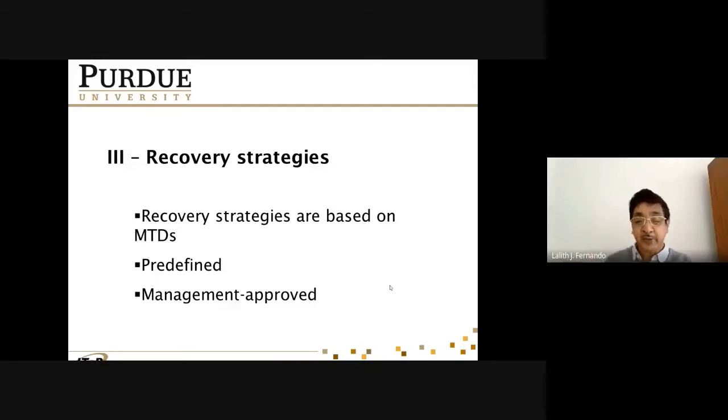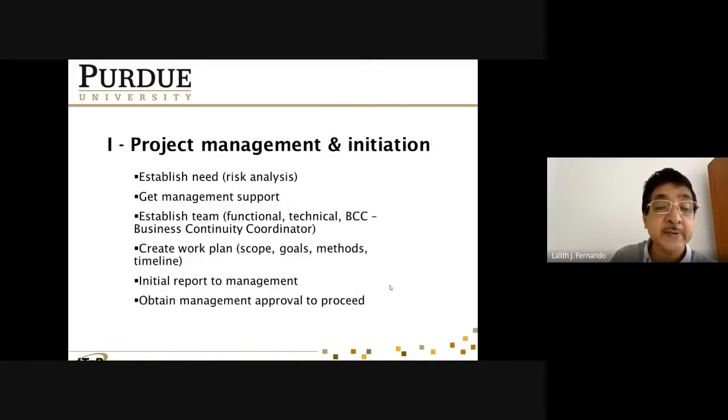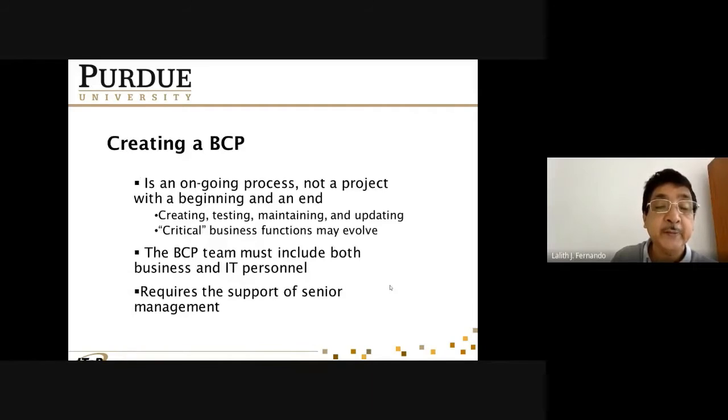No, it's like this. Actually, I just told you that in my previous slides, because when you do this impact analysis, here we say the BCP team must include both business and IT, and then creating, testing, maintaining, and updating. Now, when you say updating, we are updating because the business functions would evolve. Not only the business functions, the environment would evolve, and the risk environment could change. So what we need to do is update all these things, and it's a continuous type of process.